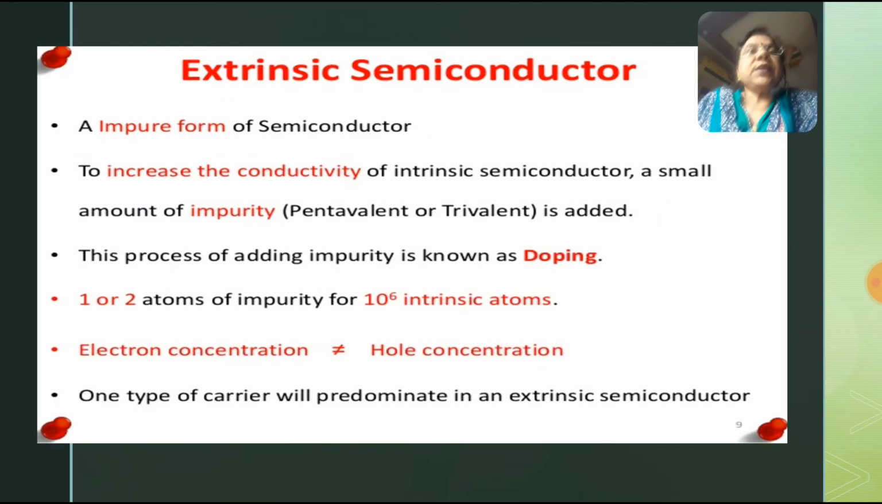Now what happens in extrinsic semiconductor? It is an impure form of a semiconductor. To increase the conductivity of intrinsic semiconductor, a small amount of impurity, pentavalent or trivalent, is added into it. This process of adding impurity is known as the doping process. 1 or 2 atoms of the impurity for 10 raised to power 6 intrinsic atoms are added. Now the electron concentration is not equal to the hole concentration. One type of carrier will predominate in an extrinsic semiconductor.